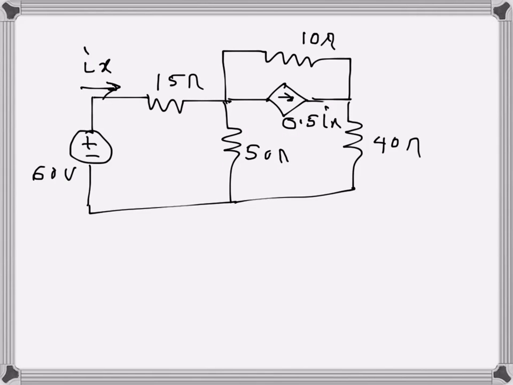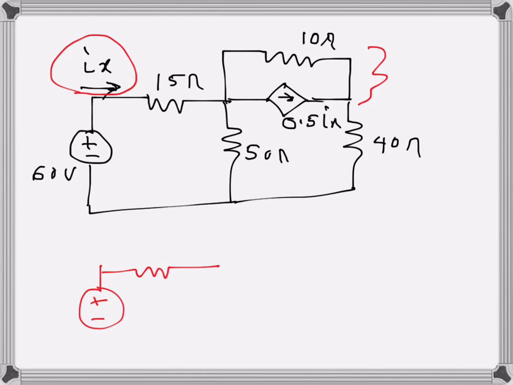I want to find the current Ix in this circuit using source conversion technique. So Ix is the control current for this current controlled current source. What I will do first, I will convert this controlled dependent source and the parallel resistance into a voltage source and a series resistance. So it will look something like this, and the polarity will be that way.